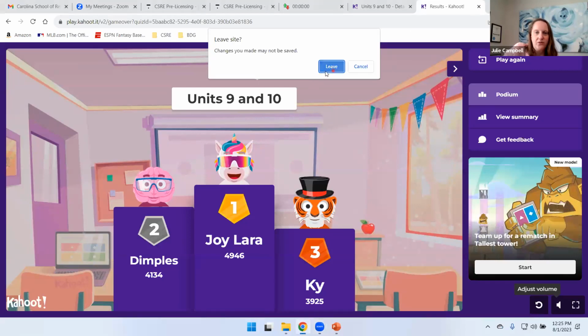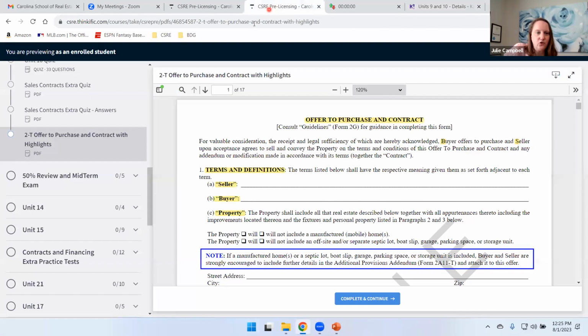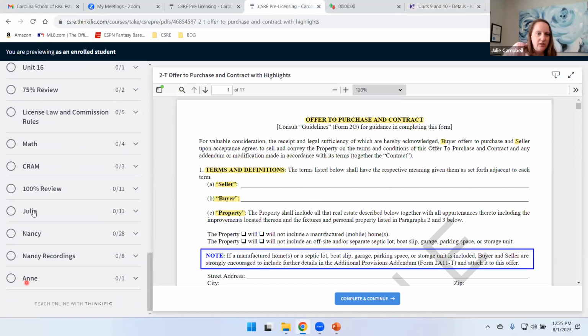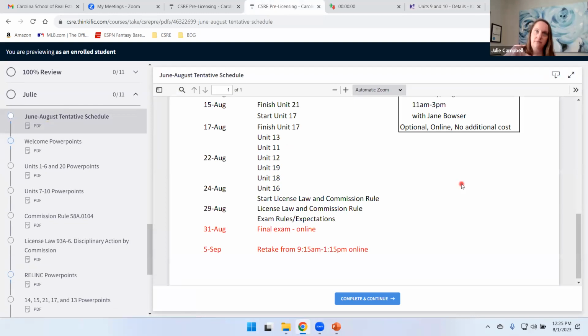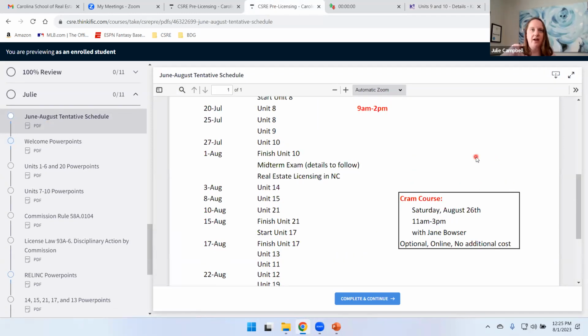Okay. So let's look at a few things here. Down in our Julie folder, we have our tentative schedule. Because it is officially August, I think it's a good point to remind you guys of some dates as we come into our last month.